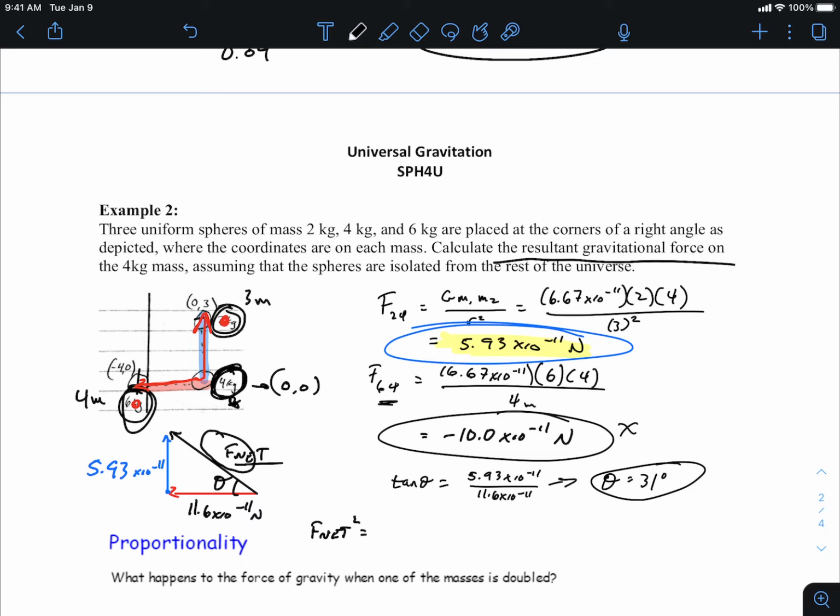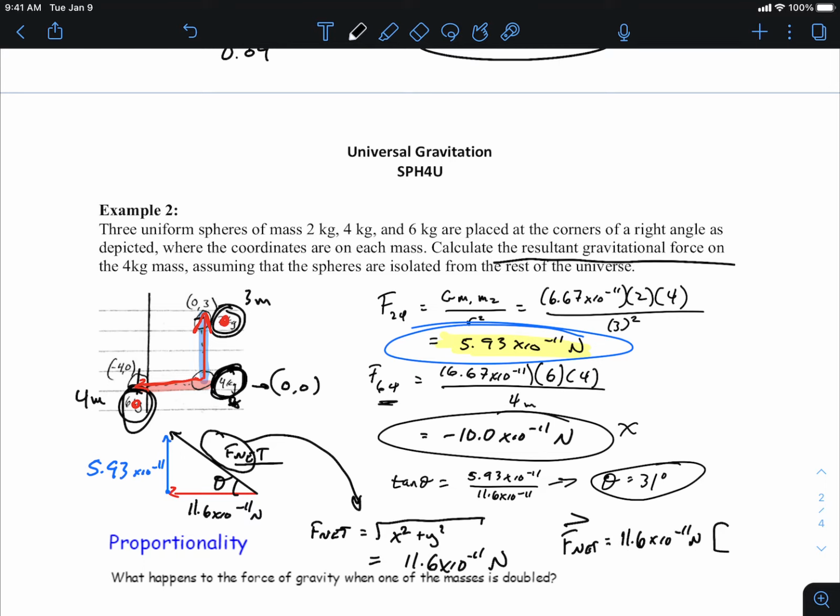The resultant force, after you find F net squared, it'll be the square root of x squared plus y squared, right? You should see 11.6, that's where this number came from, times 10 to the negative 11 newtons, okay? That's F net. So your F net as a force vector is going to be 11.6 times 10 to the negative 11 newtons.